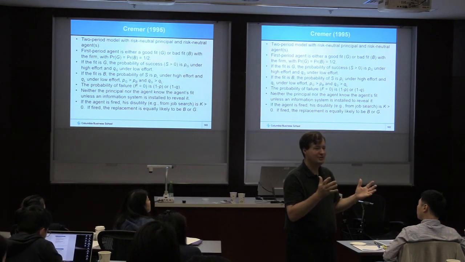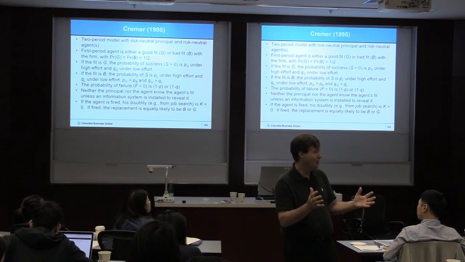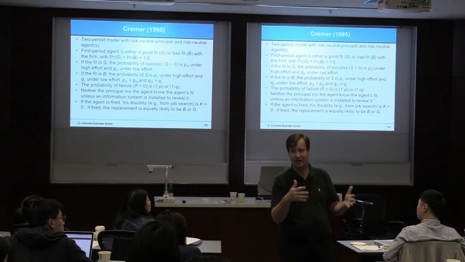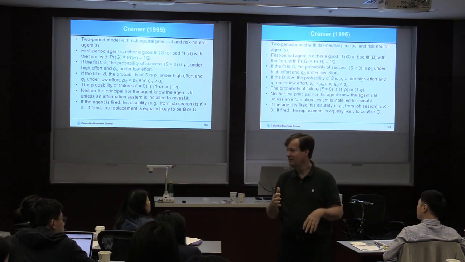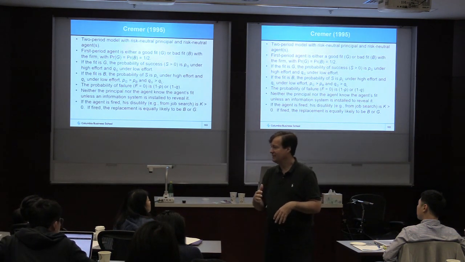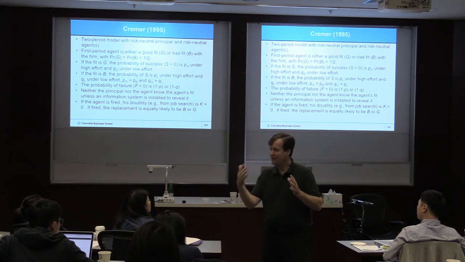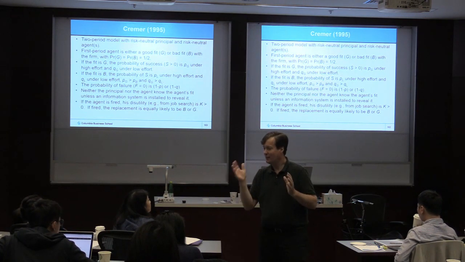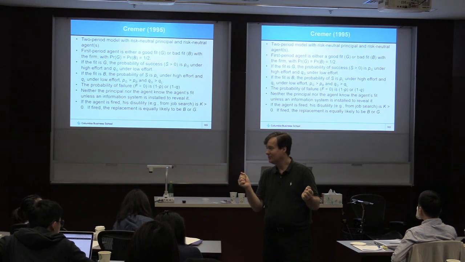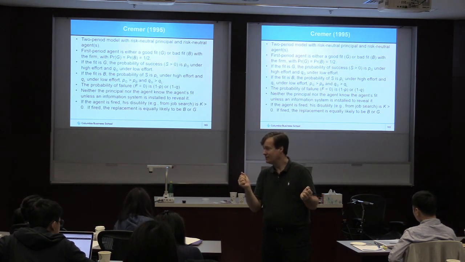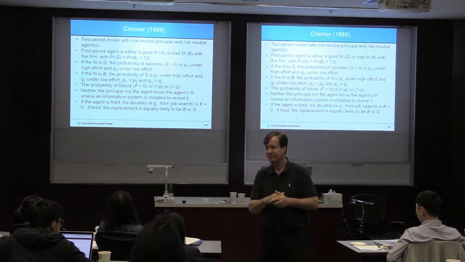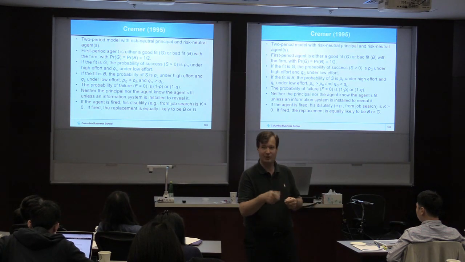So again, more information is bad. You'd be better off not knowing. There's a trade-off. So it's not that you're always better off. But basically, from the perspective of if you want to be able to fire him when the outcome is bad, the way to do that is not to know what his type is at the end of the first period. You don't want to learn his type. You want to update only from the outcome.